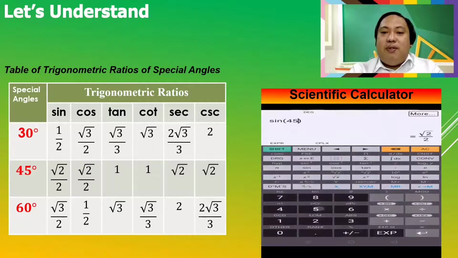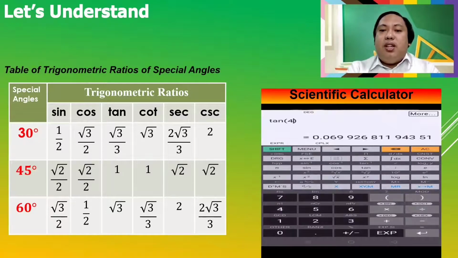Then let's have the 45 degrees angle. Sine 45 degrees, square root of 2 over 2. Cosine 45 degrees, square root of 2 over 2. Tangent 45 is 1. Cotangent 45 is also 1.